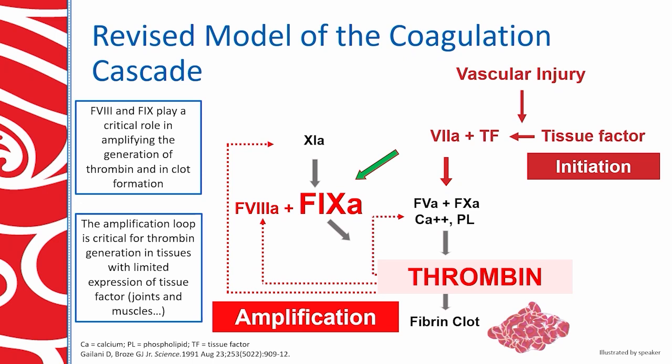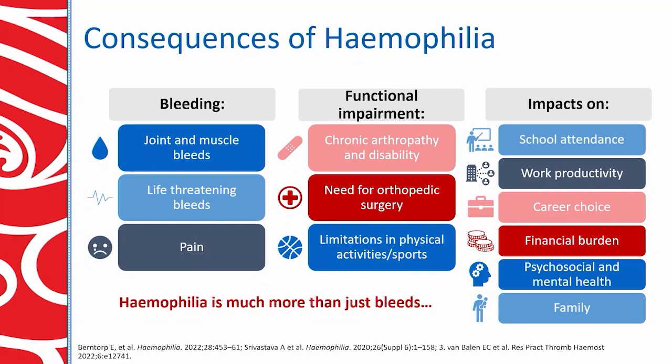So you might ask the question, why do our patients with hemophilia bleed in their musculoskeletal system? The most likely explanation is that tissue factor is present in low concentration in these tissues, so that in patients with hemophilia, since this amplification loop does not work efficiently in this musculoskeletal tissue because tissue factor is not there, they bleed in this specific tissue. So that's one of the most likely explanations.